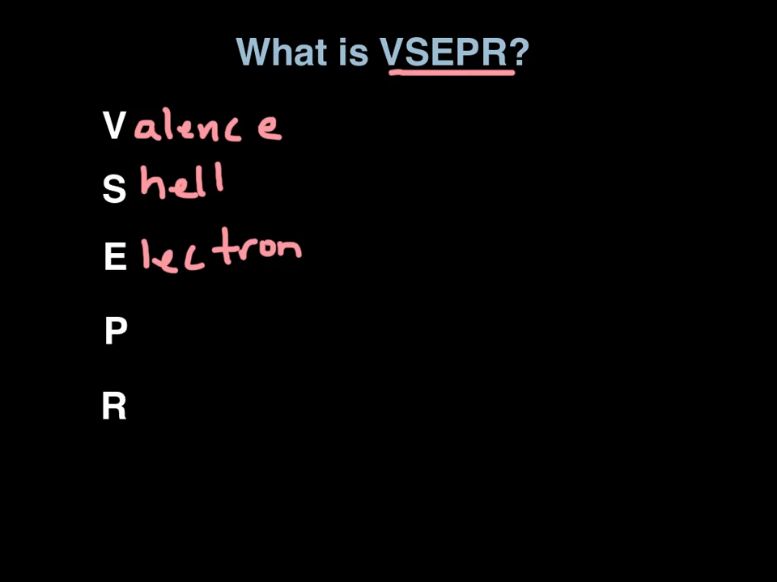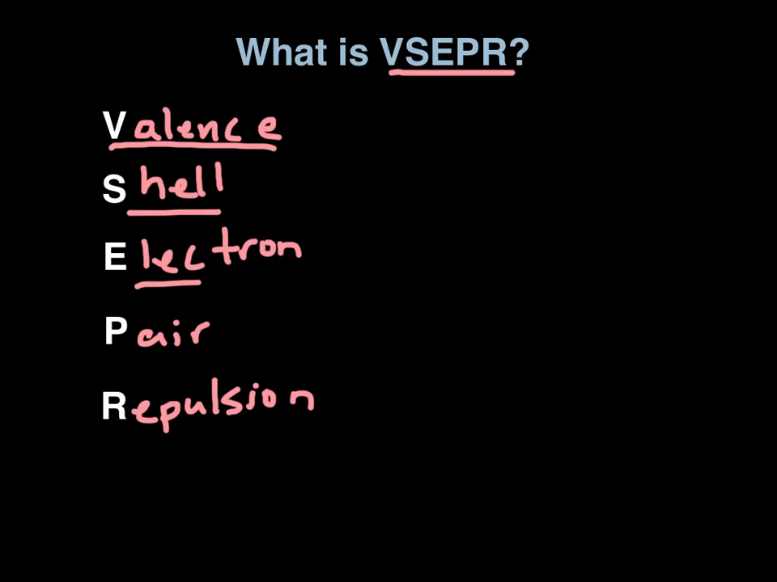I know it's spelled like VSEPR, but it's so much easier to say VSEPR, so that's what I say each time. Here's what they stand for. This is an acronym. The V stands for valence, the S stands for shell, the E stands for electron, the P is pair, and the R is repulsion. So what this is all about is the outermost electrons, the valence shell electrons, and how the pairs repel each other, and that determines the shape of the molecule.